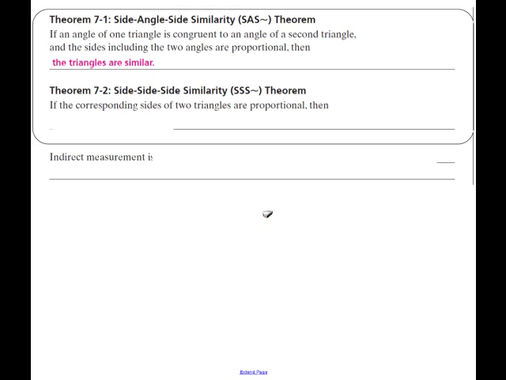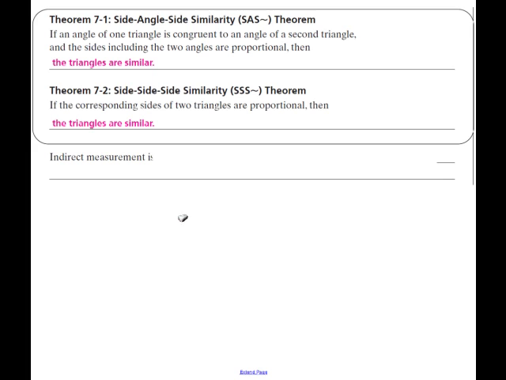And then finally, the last one, side, side, side. Again, instead of saying that the three sides of a triangle are congruent, if we can say that the corresponding sides are proportional, then we can say that those two triangles are similar as well.